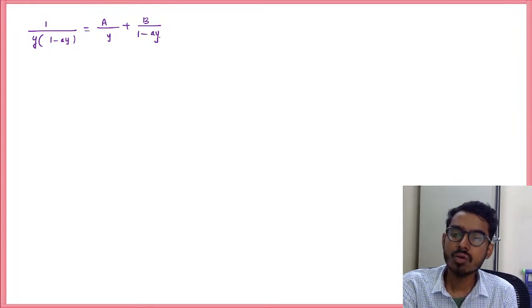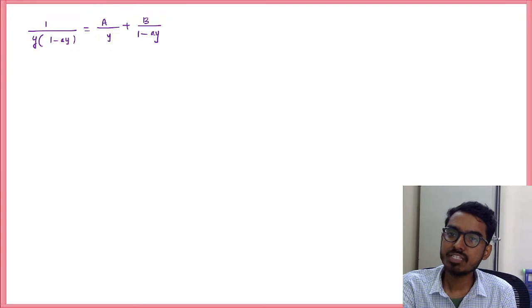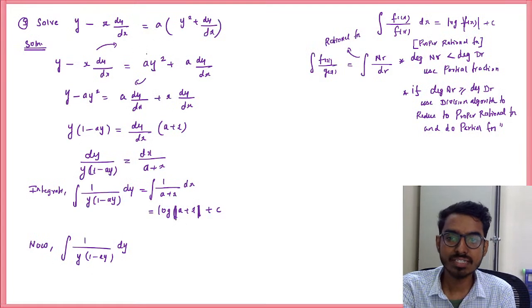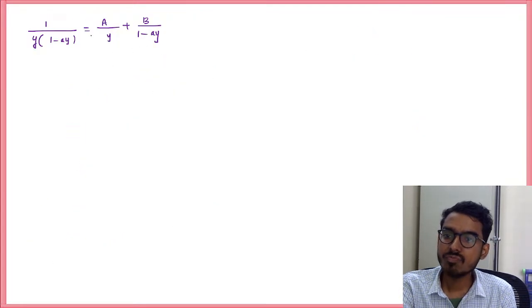Here you can see both are non-repeated roots, right? So that means a by y plus b into 1 minus ay. Partial fraction is very simple. Suppose if you have a square, it will be type 2 partial fraction. You come across this in 11th standard itself, right?